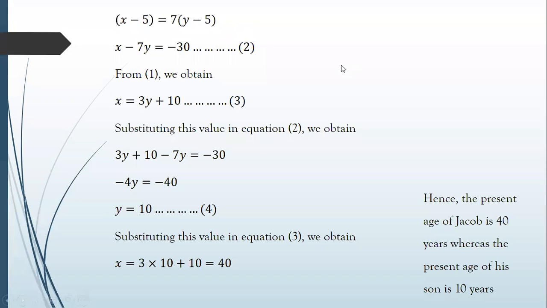So the second part, 5 years ago, x minus 5 is equal to 7 times y minus 5. So we have the second equation, x minus 7y equal to minus 30. From 1, we get x is 3y plus 10. Substituting in equation 2, the same procedure is being followed. We get y is equal to 10. Substituting this value in equation 3, we obtain x as 40. So we got y as 10 and x as 40. So Jacob's age is 40 years, whereas the present age of his son is 10 years.